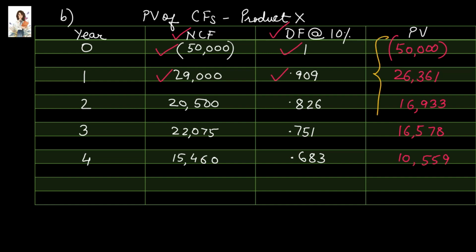We'll now total the present values for all the years. So we have negative 50,000 plus 26,361 plus 16,933 plus 16,578 plus 10,559. We get $20,431, and this is our net present value or NPV. With this, we have solved part B of the question.